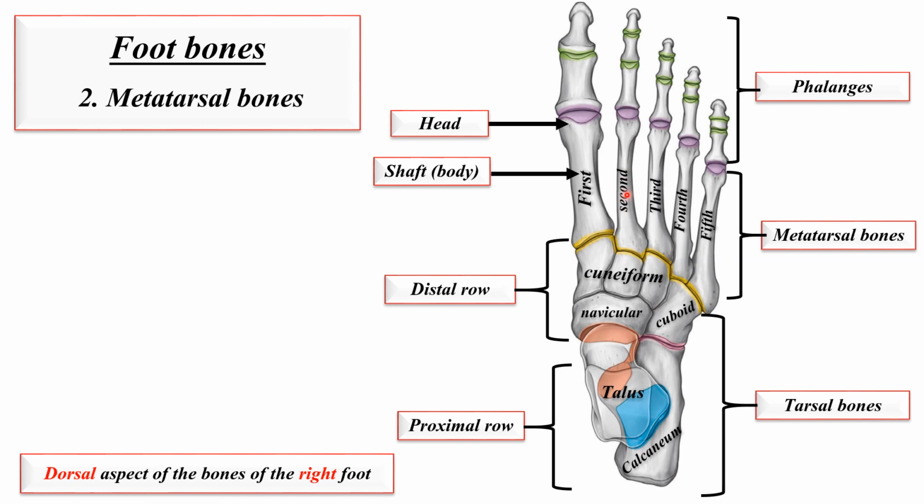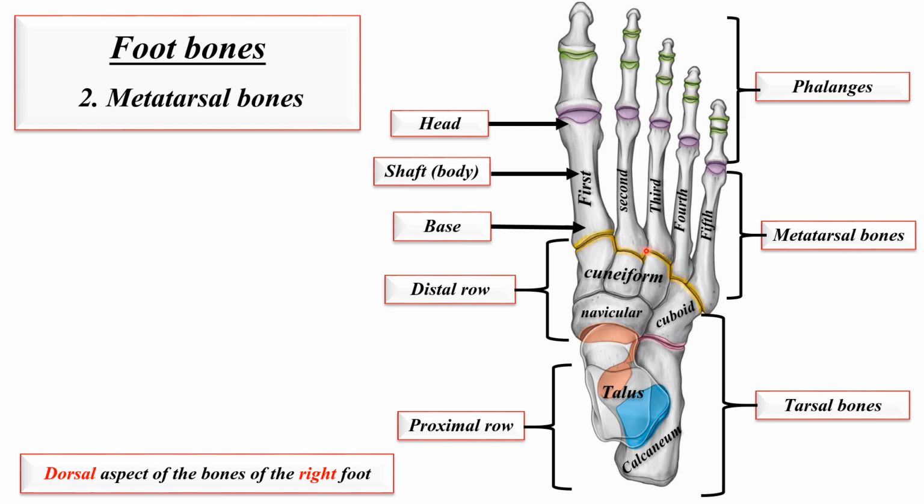Here, this is the shaft or the body of the second. This is the shaft of the third, fourth, and fifth metatarsal bones. Proximally, those are the bases of the metatarsal bones. This is the base of the first metatarsal bone. This is the base of the second. The bases of the metatarsal bones articulate with the tarsal bones at these joints.